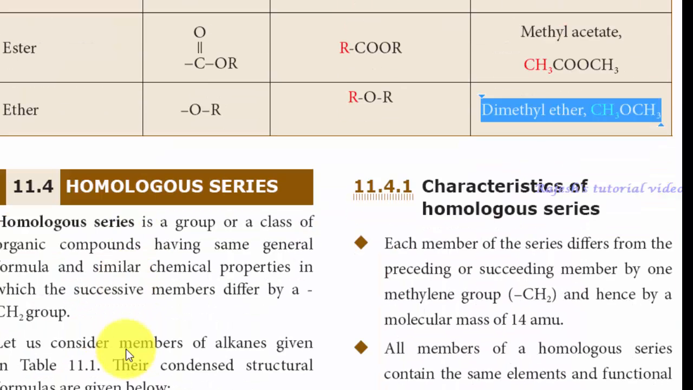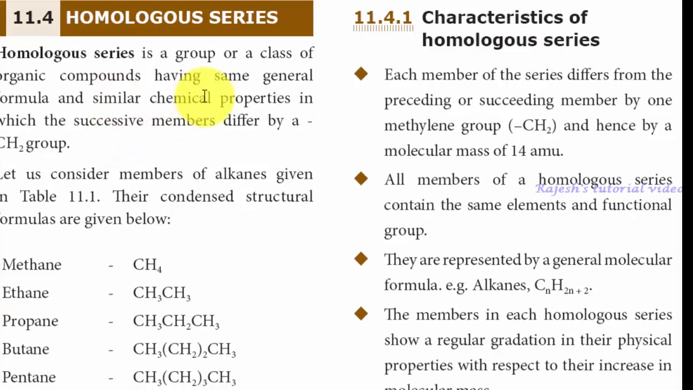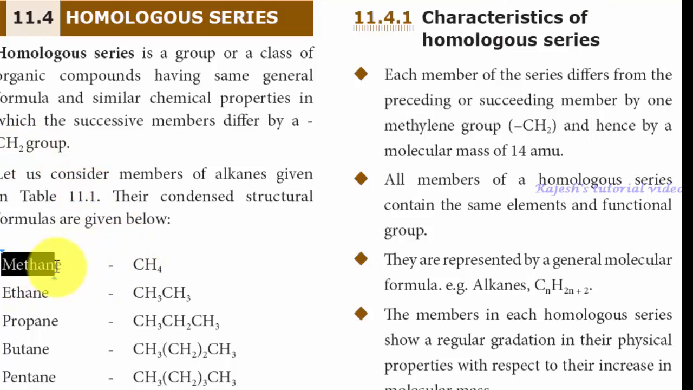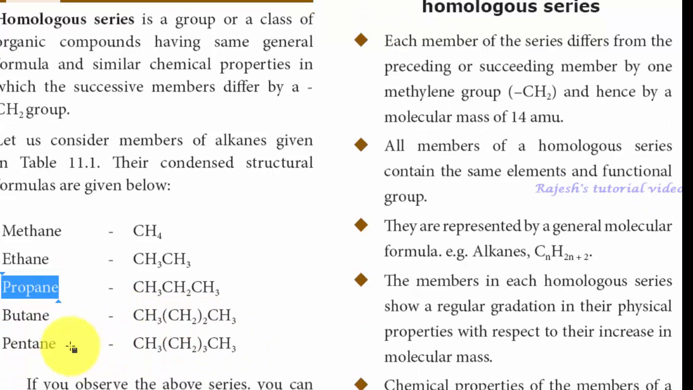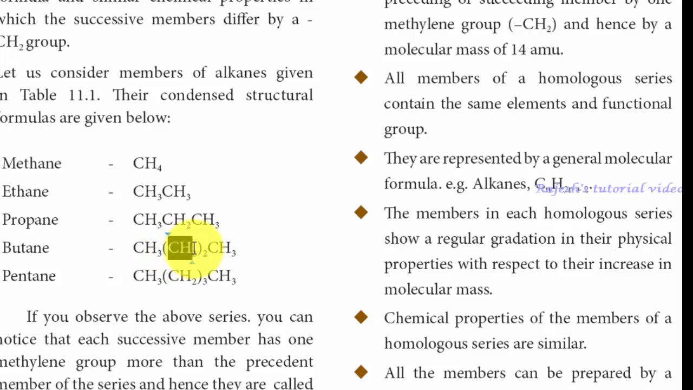Next is homologous series. Homologous series is a group or a class of organic compounds having same general formula and similar chemical properties in which the successive members differ by a CH2 group, that is methylene group. For example, if we take the alkanes, one carbon organic compound is methane, CH4, ethane, C2H6, propane, C3H8, butane, C4H10, and so on. So when you look into that, each member has one methylene group, that is CH2 group, more than the preceding member, and so they are called homologs.